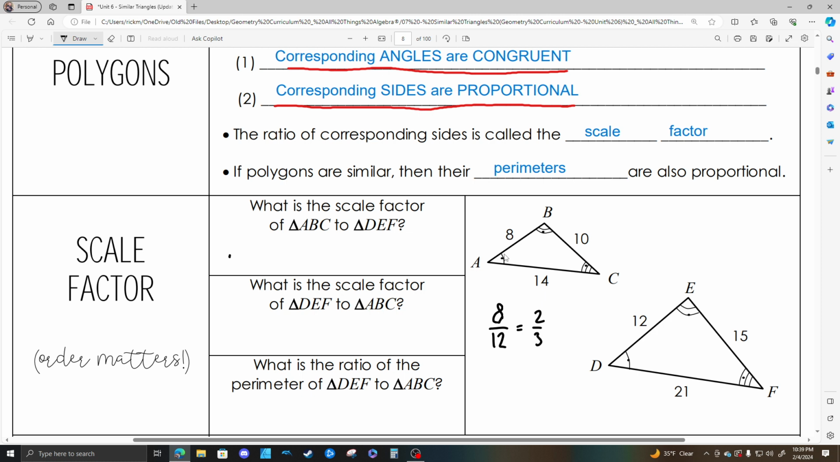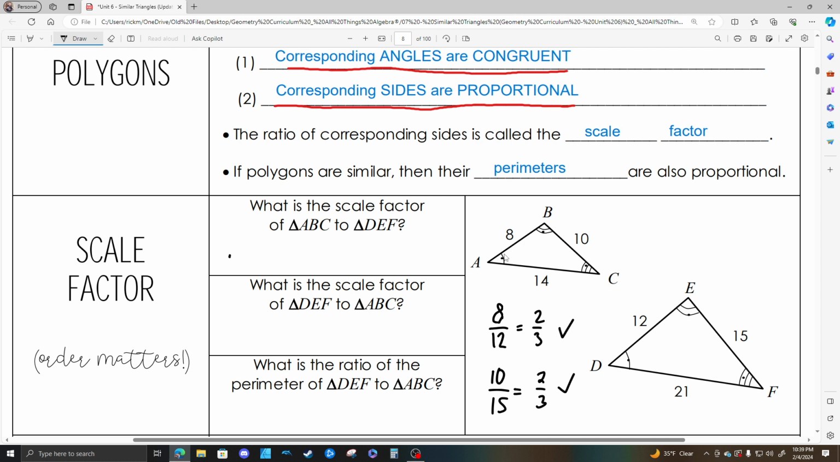All right, so far so good. So we did AB and DE because those were the corresponding sides. Now let's do another set. So I'm going to do 10 over, well, the corresponding side to BC would be EF, which in this case is 15. And if we reduce this by dividing both by 5, we get 2 over 3. So far we have the same scale factor for both sets of sides. And if we can find the scale factor of the third, and it is indeed the same, 2/3, then these two triangles are similar because the sides are all proportional and the angles are all congruent.